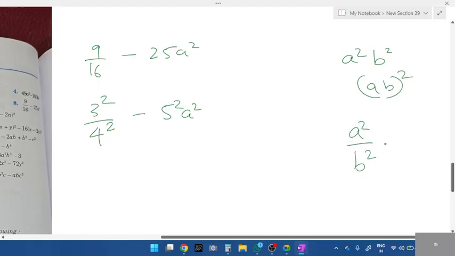Same goes with denominator, students. What about a and b? Square is same or different? Same. So you can write it together. You can write it as a by b the whole square. Is it clear?